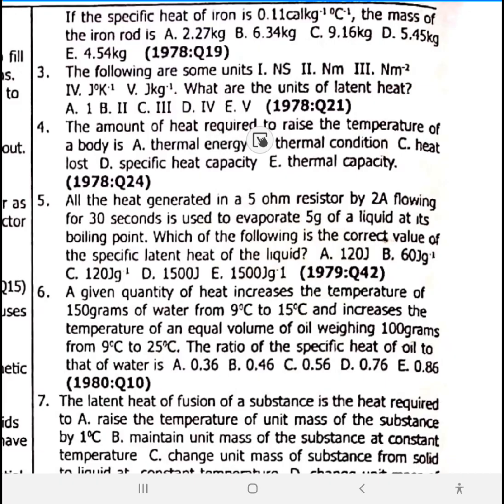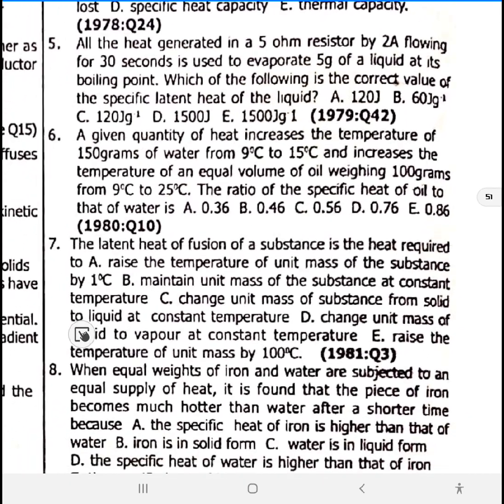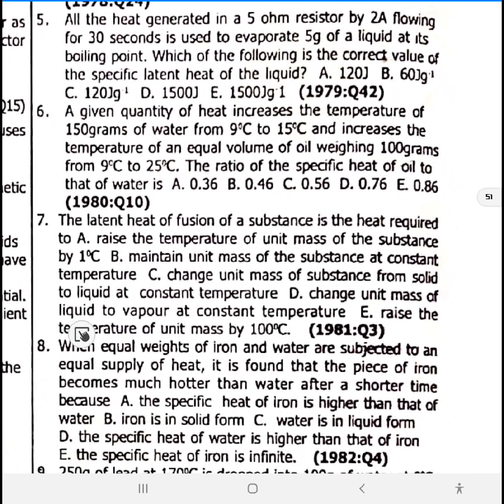Number 4, the amount of heat required to raise the entire temperature of a body is called thermal capacity. Number 5, number 6. Number 7, the latent heat of fusion of a substance is the heat required to change the unit mass of the substance from solid to liquid at a constant temperature. 7 is option C.